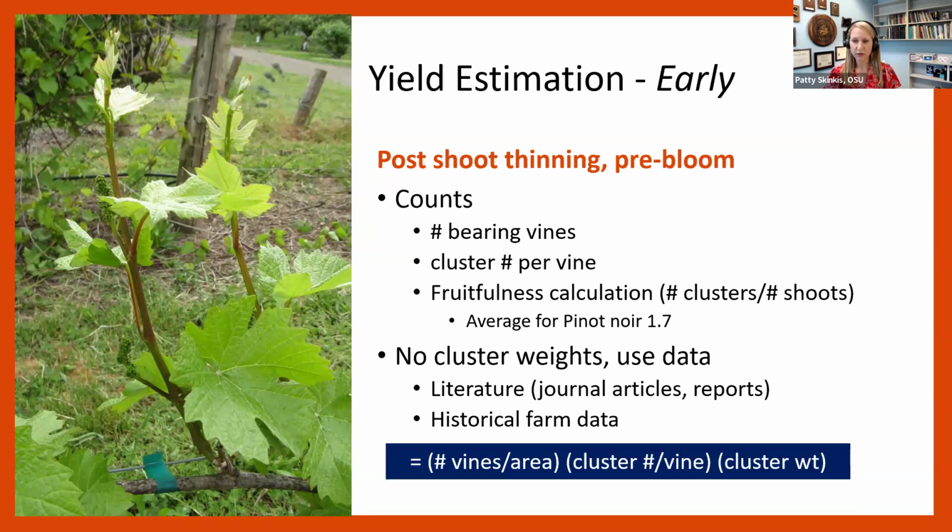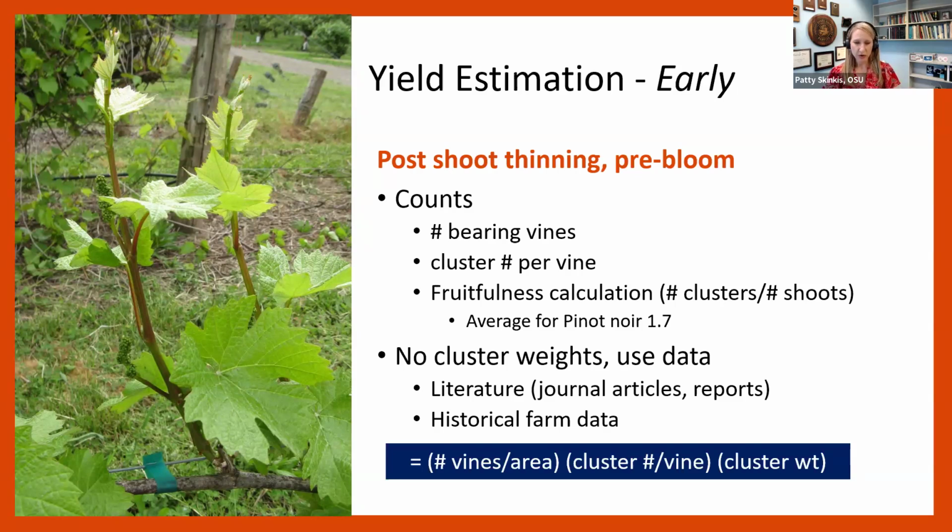Obviously, if you've not gone through flowering and fruit set yet, then the cluster size is not going to be determined, but you can get basic counts. You can estimate your cluster weights by using historical farm data. If you've got it and you know that a given block is generally going to be a 120 gram cluster or a 350 gram cluster, depending on the cultivar, then you can go ahead and use it. Or if you're not sure, you can use literature or reports, journal articles to figure that out.